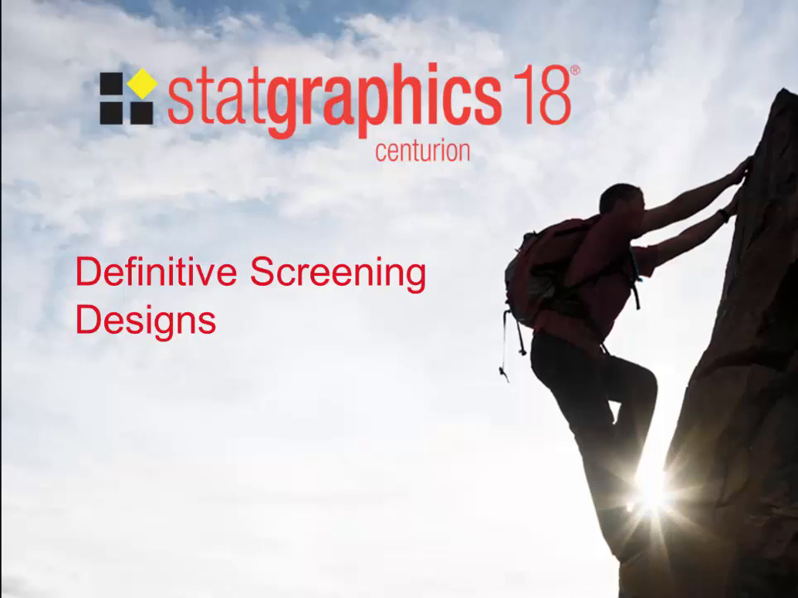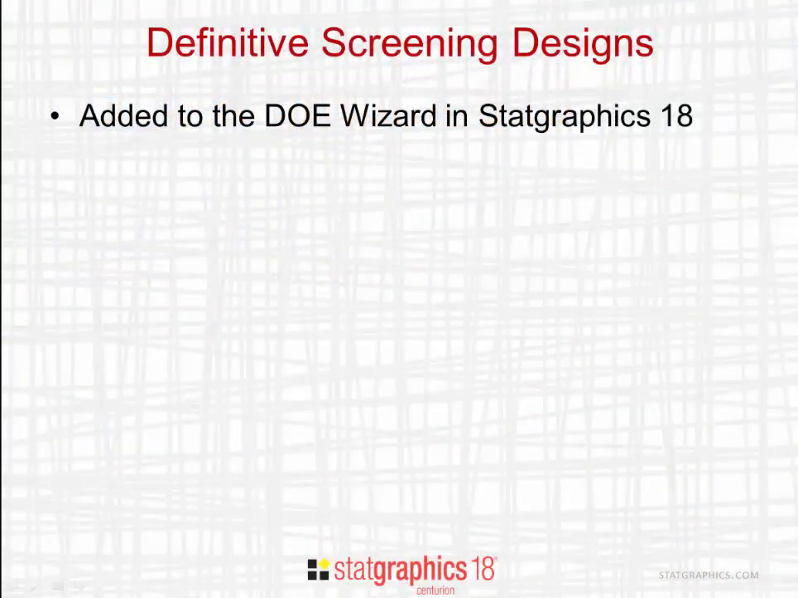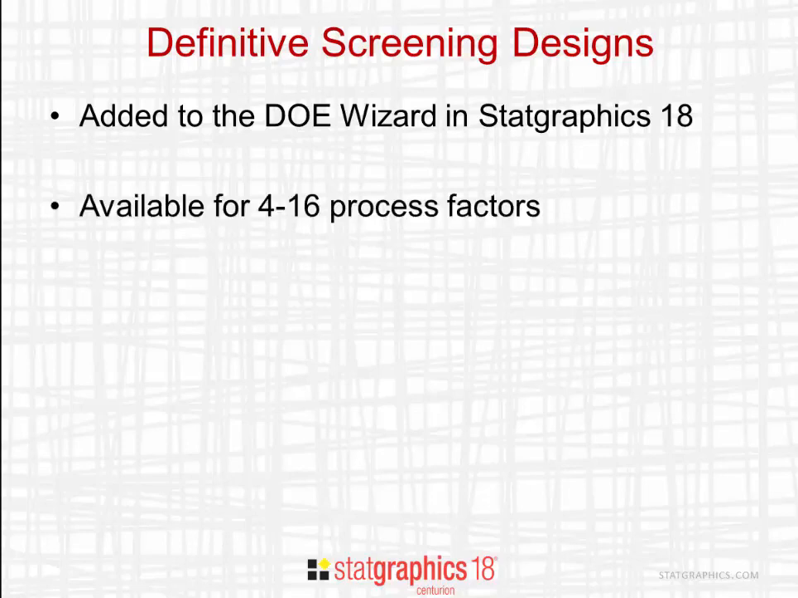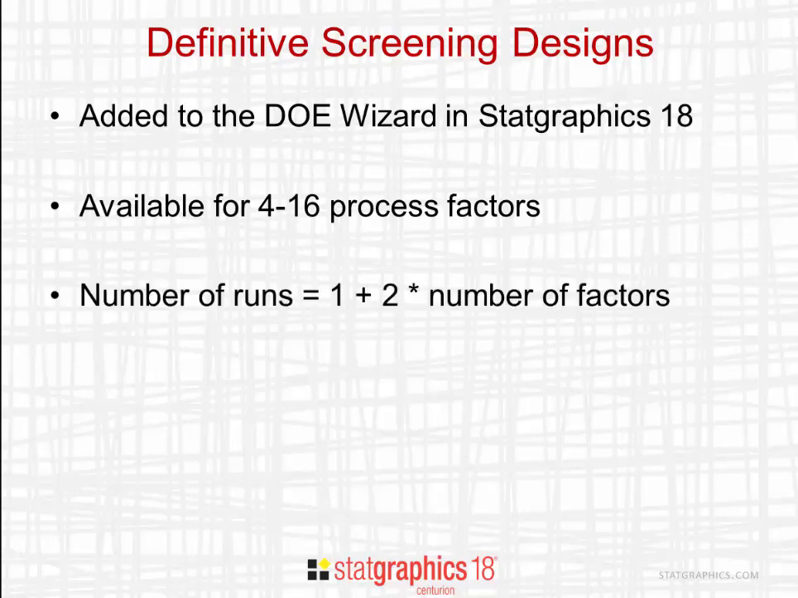This video describes a class of statistically designed experiments called definitive screening designs. Definitive screening designs were added to the DOE wizard in Statgraphics 18. They're available for 4 to 16 process factors. The number of runs is very small. It's only 1 plus 2 times the number of factors.